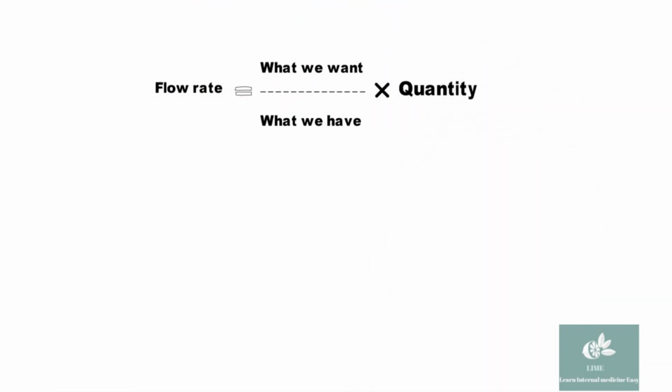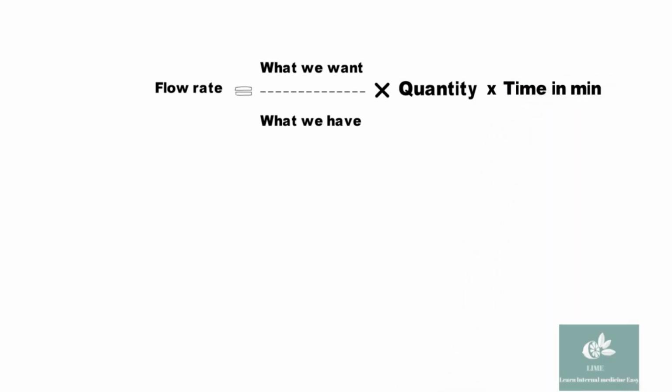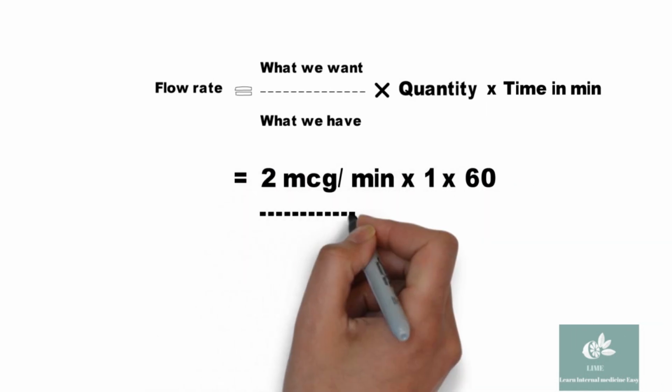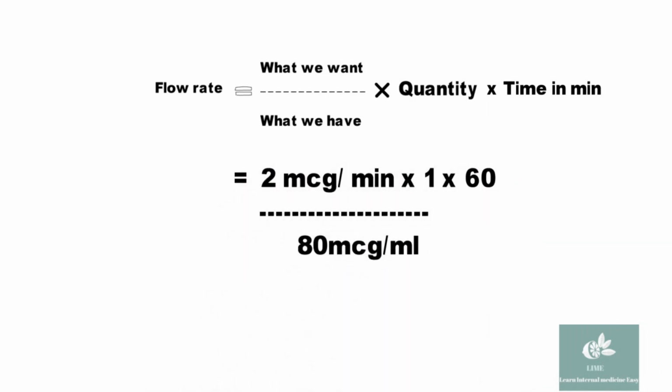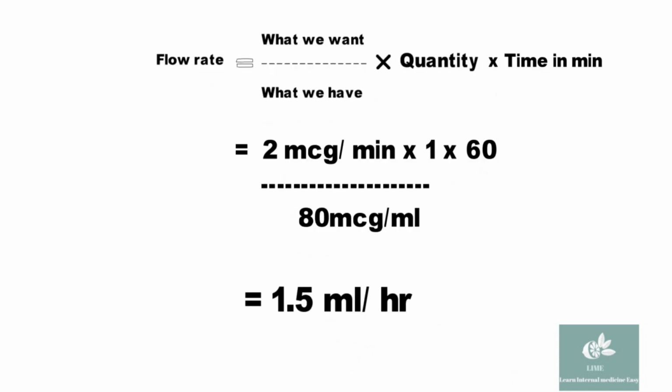Calculation of flow rate. Flow rate is equal to what we want divided by what we have, into quantity, into time in minutes. For example, if we want to infuse 2 micrograms per minute, 2 into 1 into 60 divided by 80 micrograms per ml. 80 is the drug concentration we have calculated. The flow rate will come around 1.5 ml per hour.